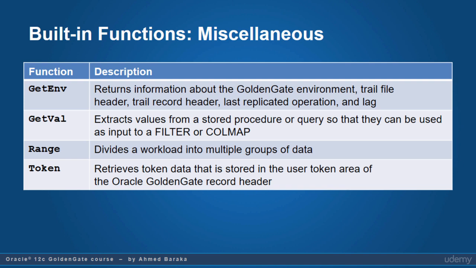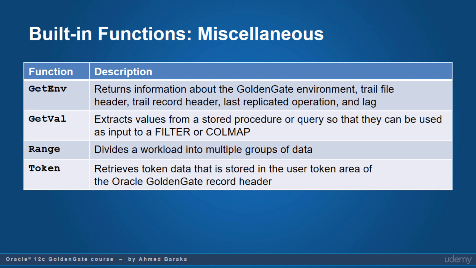This is a list of some commonly used miscellaneous functions in Golden Gate. GetEnv function returns information about the Golden Gate environment, trail file header, trail record header, last replicated operation, and the lag value. You will see examples of using this function when I talk about tokens in a separate lecture. GetVal function extracts values from a stored procedure or query so that they can be used as input to a filter or call map. You will see examples of this function in this lecture.